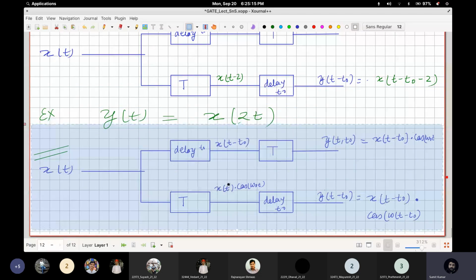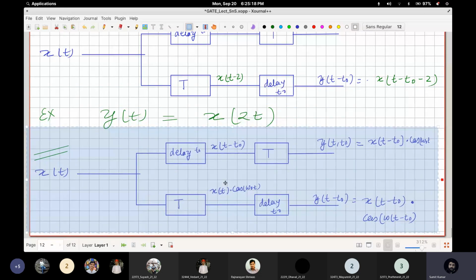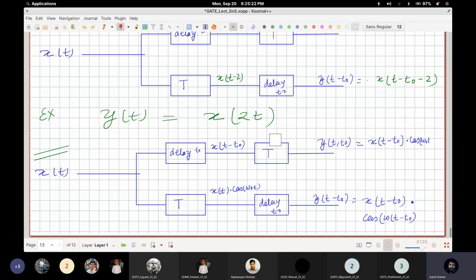Let's just see this again. I'm just copying this here. And let me just remove this one here and this here. Okay, and this here as well. Okay, so just tell me what you will be getting here as y of t comma t naught. What will be y of t comma t naught, t minus t naught. x of 2 times t minus t naught.